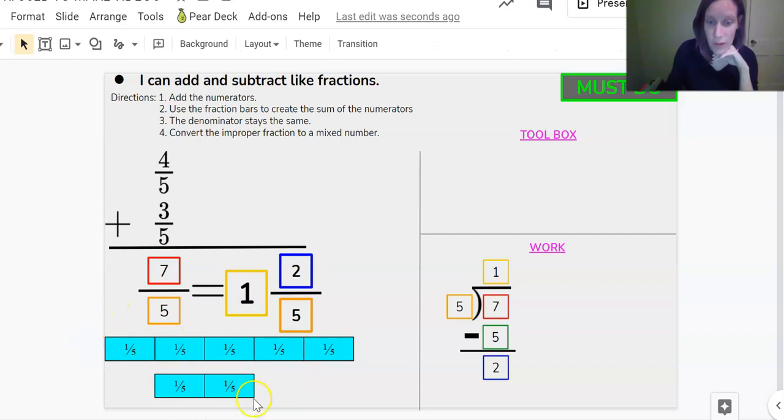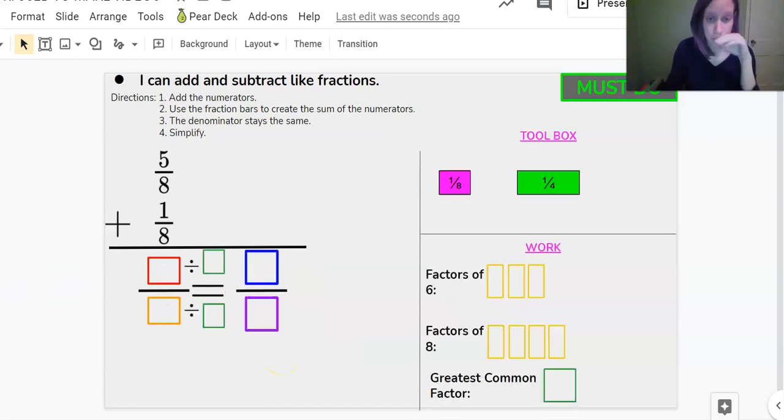5/5 is one whole and 2/5. So when you get done with your ones that are improper fractions, you should have this too. You should be able to see that you have created however many whole numbers there are, and then the fraction part, 2/5. So now we're going to look at another adding one where we're not going to have an improper fraction, but we need to simplify.